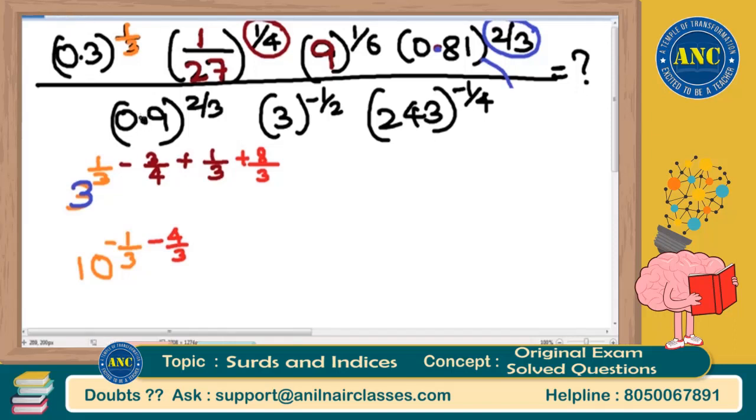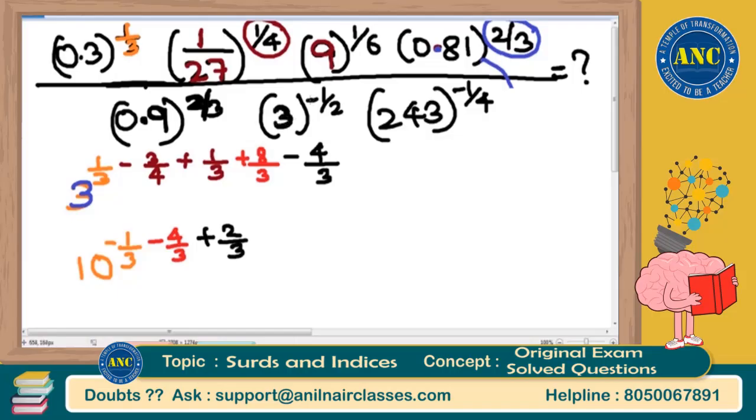0.9 is nothing but 9 by 10. 9 is nothing but 3 square. 3 square to the power of 2 by 3 is nothing but 3 power 4 by 3. That is already there in the denominator. When it comes above, it becomes minus 4 by 3. And it is by 10 to the power of 2 by 3. 10 power 2 by 3 is already there in the denominator of the denominator. It comes to the numerator as plus 2 by 3 itself. I believe that you are able to understand.